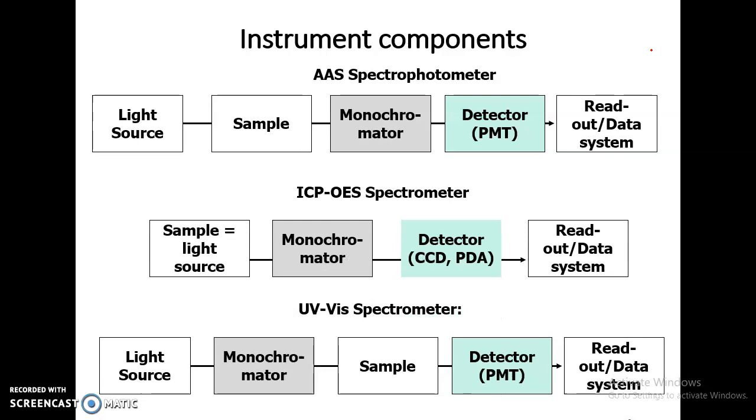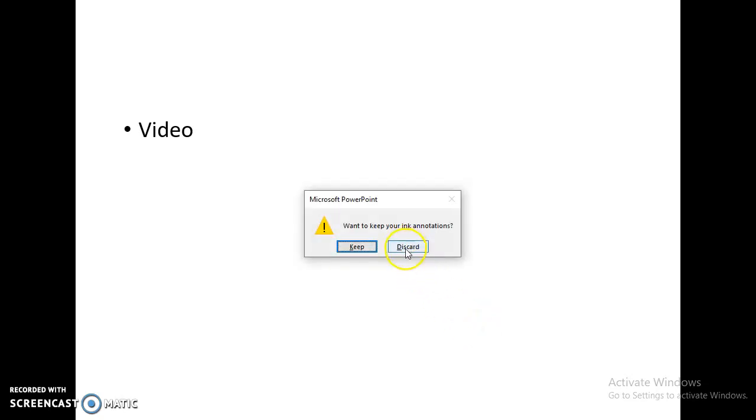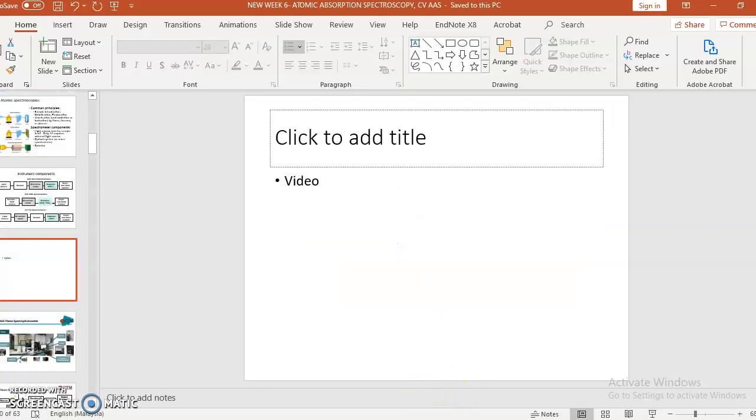So let us see the difference. That's where I said the sample is located after the monochromator in UV-visible, while here the sample is located before the monochromator. Okay, let us see a video of flame AAS for you to understand more.